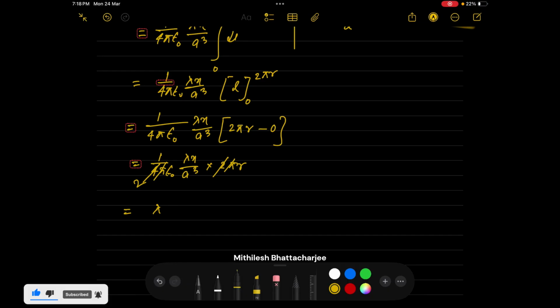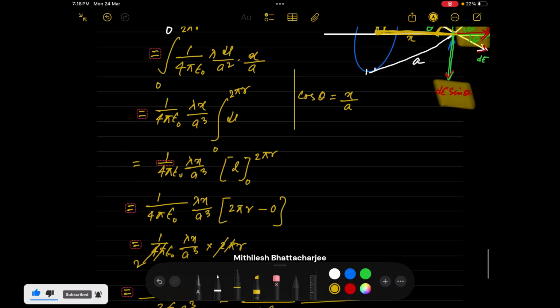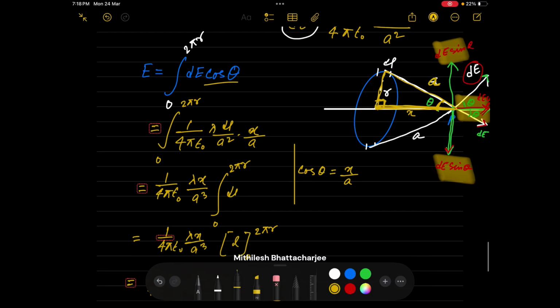So lambda r x by 2 epsilon naught a cube. Fine. So this is equal to lambda r by 2 epsilon naught into x by a cube. Now see, a can be written as root under r square plus x square.